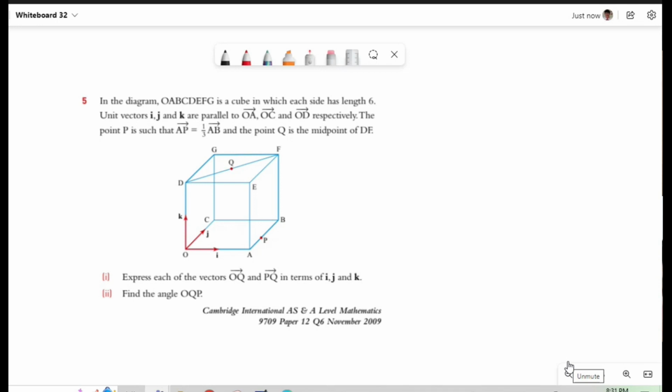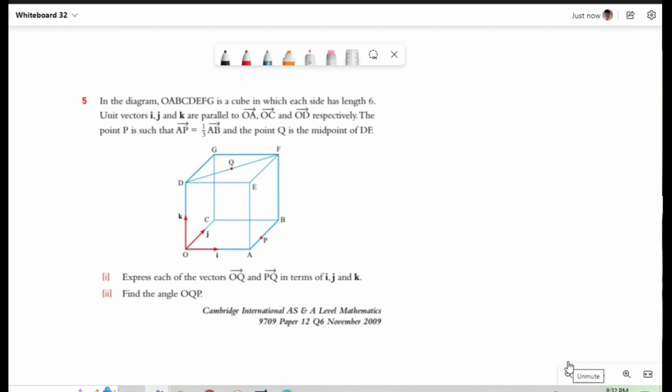Okay, we have a question on vectors. Let's say we have a cube. So in this diagram, OABCDEFG is a cube in which each side has length 6. So we know that OA, AB, AE, and such are 6 units. And unit vectors i, j and k are parallel to OA, OC, and OD respectively.